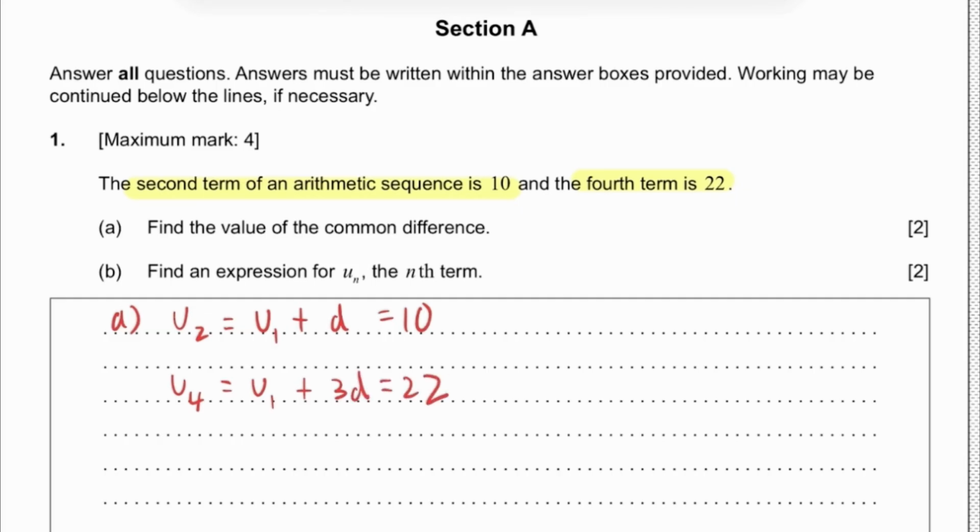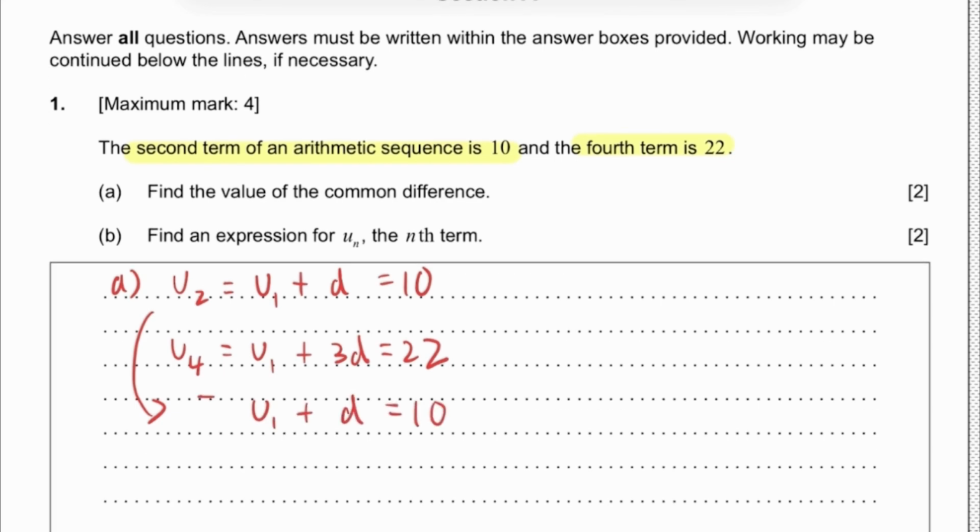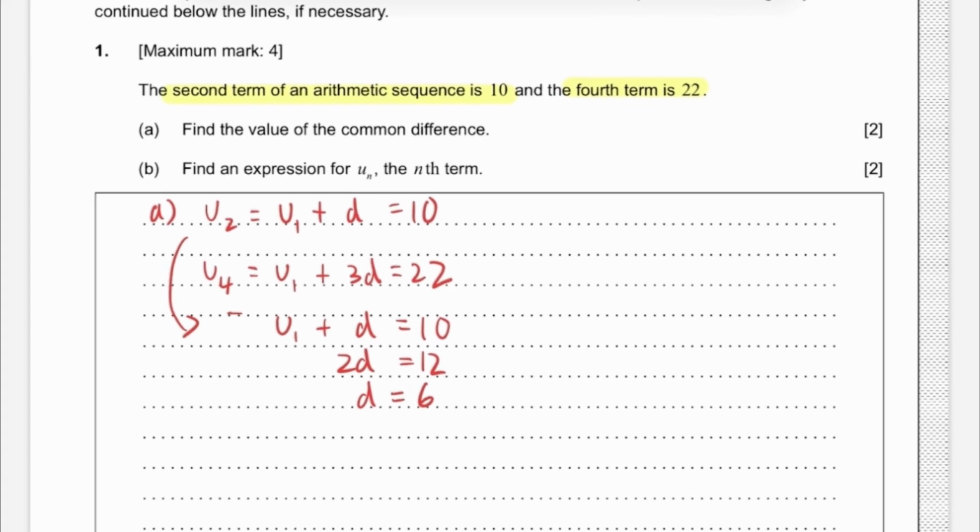to 22. And so if you were to take U2, U1 plus D equals 10, and subtract that from the fourth term, you will get that 2D equals 12, and so D, or the common difference, equals 6. Then moving on to part B.